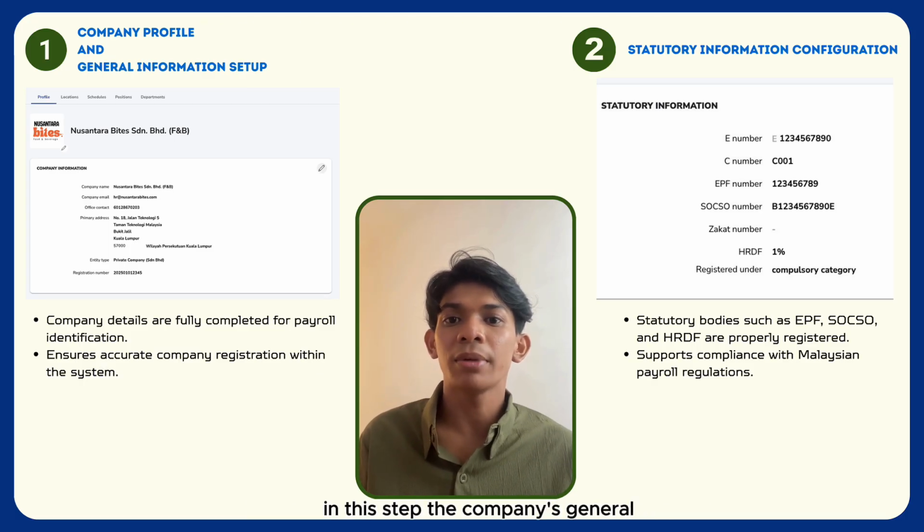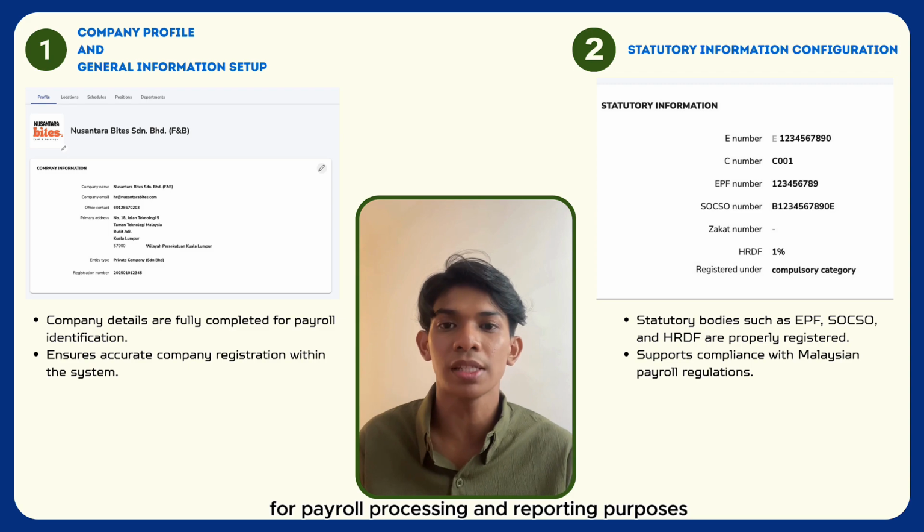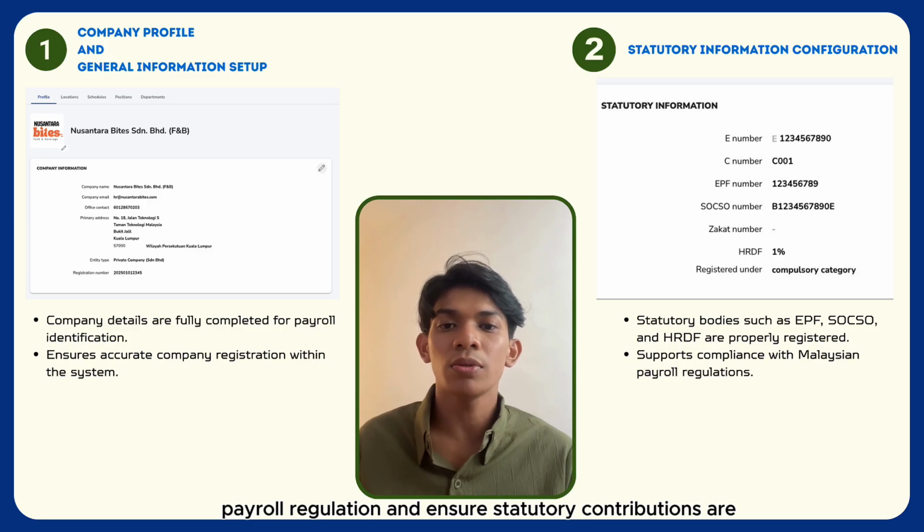In this step, the company's general information is completed in the system. This ensures accurate company identification and proper registration within Payroll Panda for payroll processing and reporting purposes. Next, statutory information and configuration. Statutory bodies such as EPF, SOCSO, and HRDF are registered in Payroll Panda. This configuration supports compliance with Malaysia payroll regulation and ensures statutory contributions are calculated correctly.